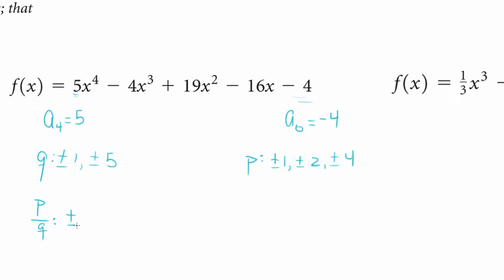So there's plus or minus 1, plus or minus 2, plus or minus 4, all of them divided by 1. Now you have plus or minus 1/5, plus or minus 2/5, and plus or minus 4/5. Okay? I did it backwards, clearly. No, I'm good. Back it up. Okay, so it's all the possible solutions for this function.